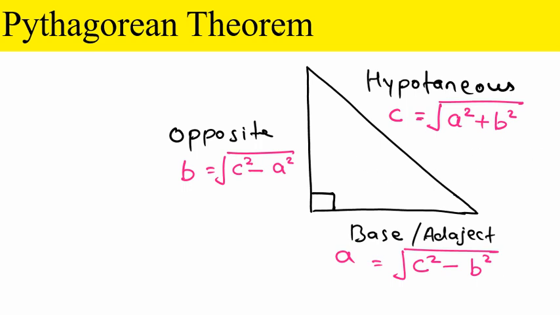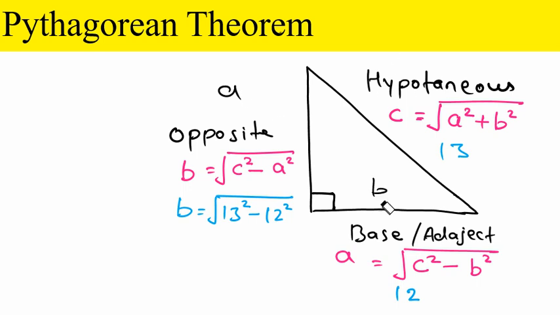Let's say this side is 13, this side is 12, how will you find this? So this side will be square root of hypotenuse square, 13 square, minus base square. So don't get confused with A, B, C, okay? If somebody changes here, let's say this is A and this is B and C, don't get confused. Basically what we are doing is this square minus this square, that's it. Hypotenuse square minus base square for opposite.